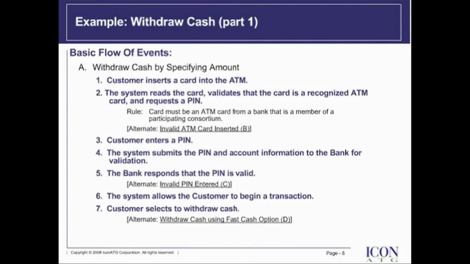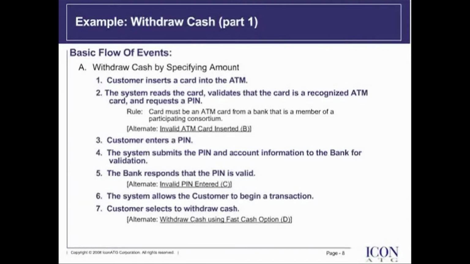Here's a use case specification for withdraw cash. This is a simplified version and not a complete template. The basic flow is identified as Flow A and is named Withdraw Cash by specifying an amount. As you read through the steps, you'll notice that there are business rules appearing within the flow. This makes it easy to see when a rule should be applied, and since rules were meant to be broken, they're generally followed by an alternate flow.